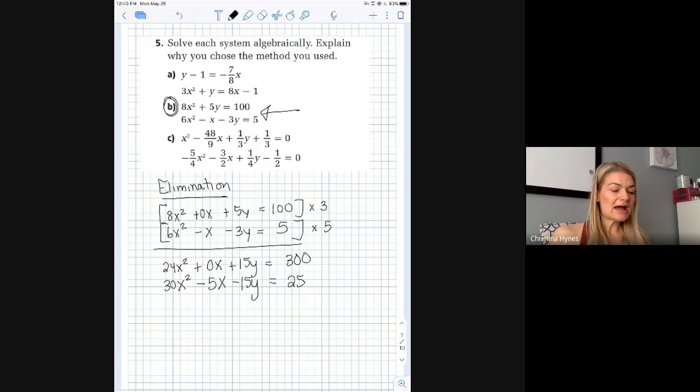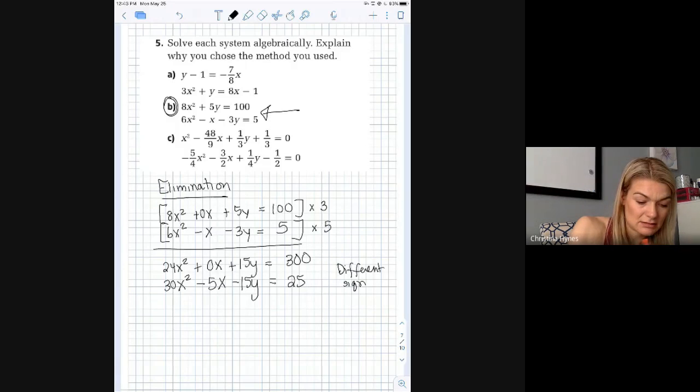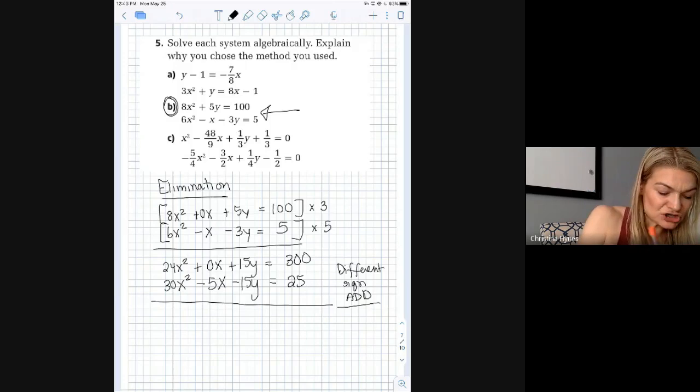Okay, so once you have the same numbers in front of y, you look at the sign in front of them. If they have the same sign, you are going to subtract the equations. If they have a different sign, which they have in this case, you're actually going to add the two equations together. So you're going to add each column together. So you're going to do a big addition sign.